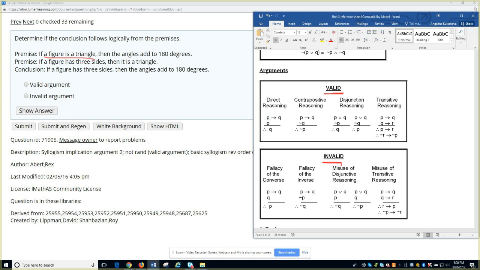So a figure is a triangle. It's a first simple statement. The angles add up to 180 degrees. It's another statement. They're connected by conditional because of the if-then word.